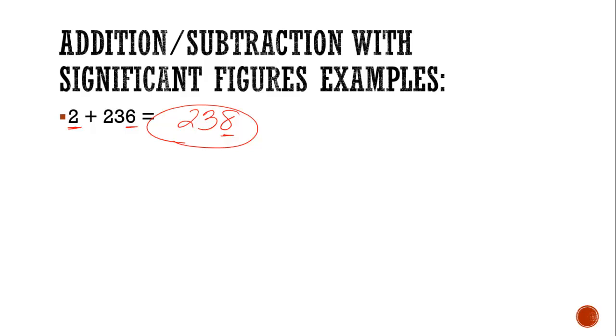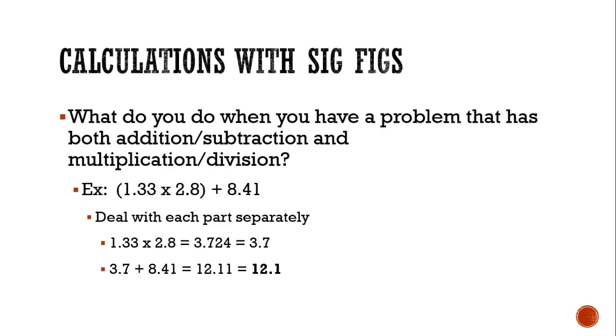Now, what happens if you have problems that have both addition and subtraction and multiplication and division? You have to deal with each one separately. So like I have an example here, 1.33 times 2.8 plus 8.41. So of course you're going to follow your typical order of operations. So with this you're going to start with your parentheses, so I would deal with the 1.33 times the 2.8 first, and I would get my calculator answer, and then I would do sig figs for that.